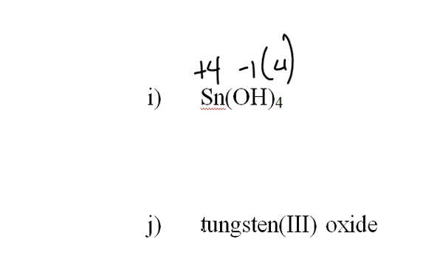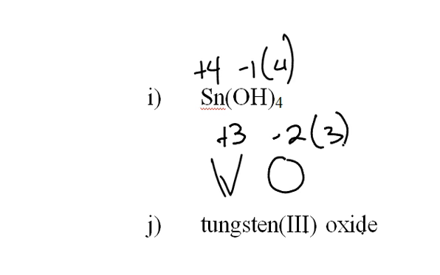Okay. Tungsten, or wolfram, if you're German. In this case, it is W, and since it has a 3 there, that means it has a +3 charge. Oxygen, or oxide, has a -2 charge. So we need 3 of those for every 2 of those. So W2O3.